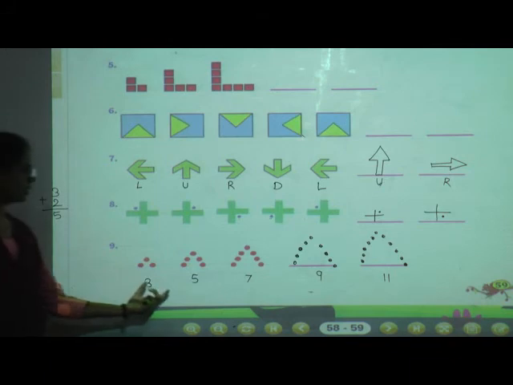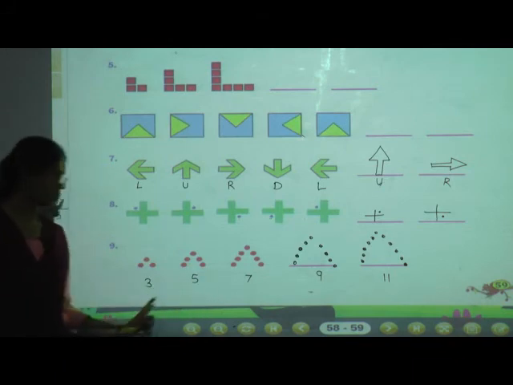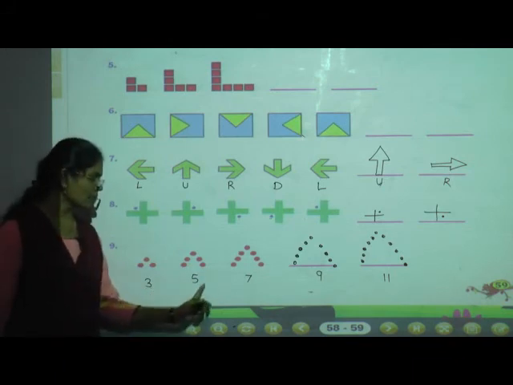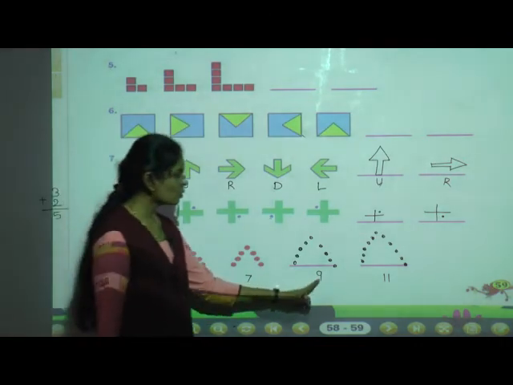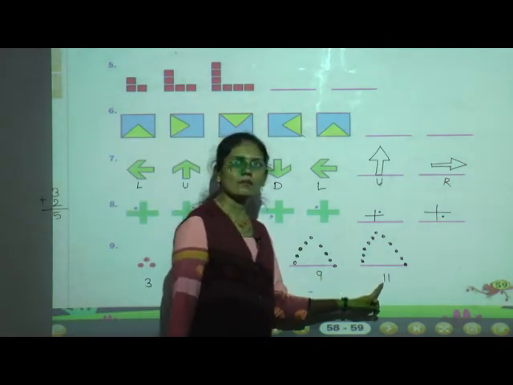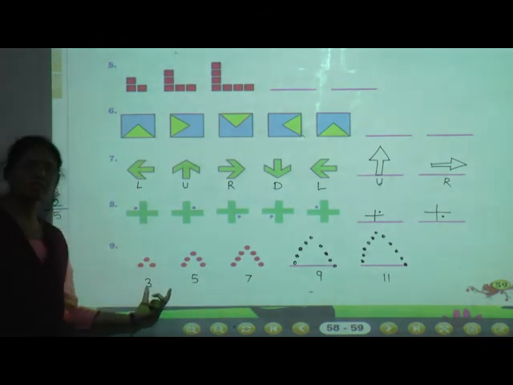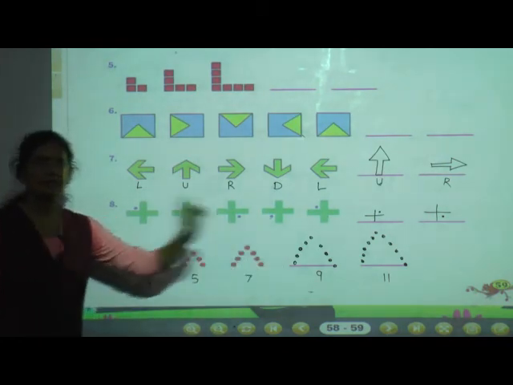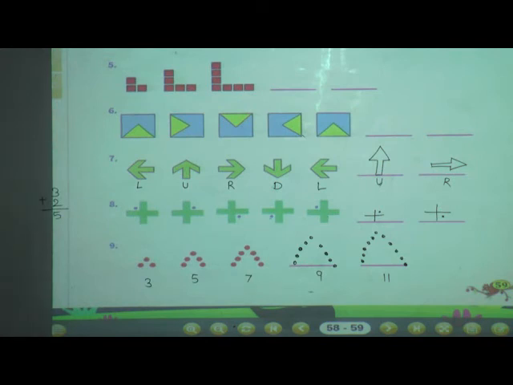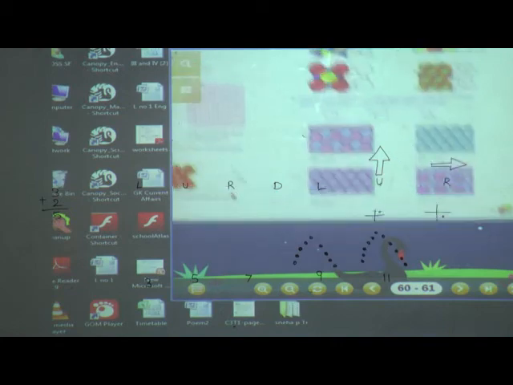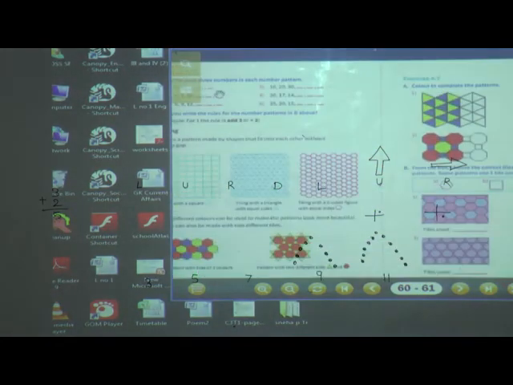What is the pattern? We have to add 2 to the number. 3 plus 2, 5. 5 plus 2, 7. 7 plus 2, 9. 9 plus 2, 11. That means by adding 2 to the previous number, we get the next number in the pattern. Now students, turn the page. Now see the next question.